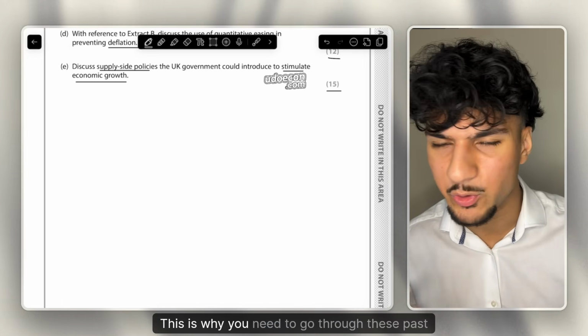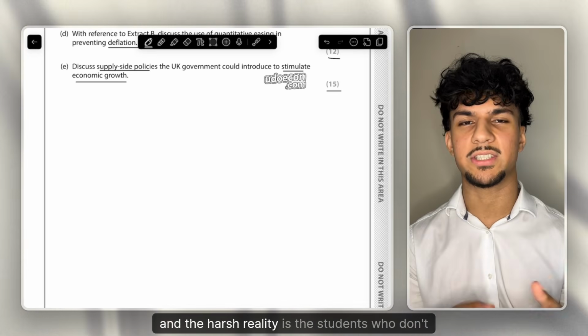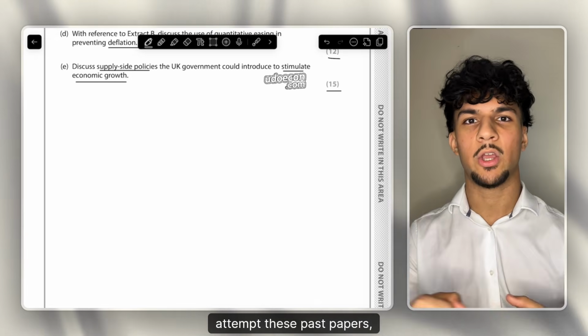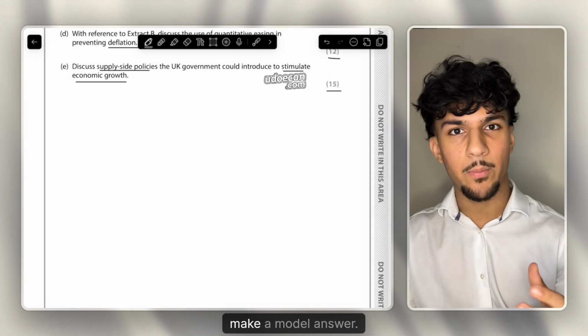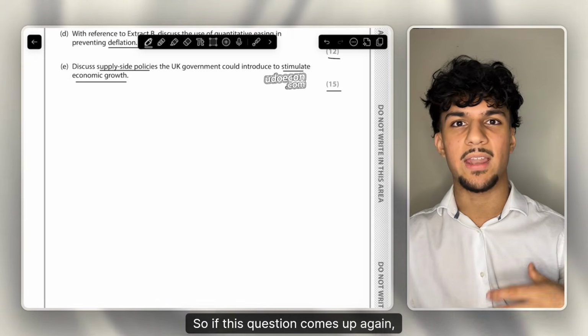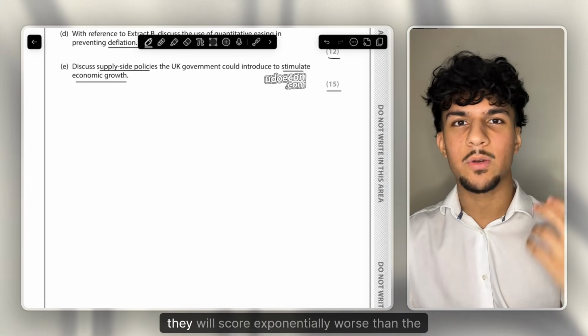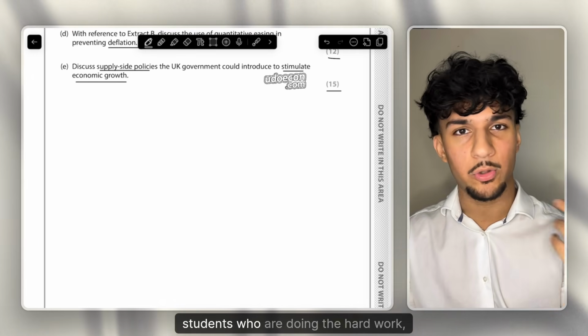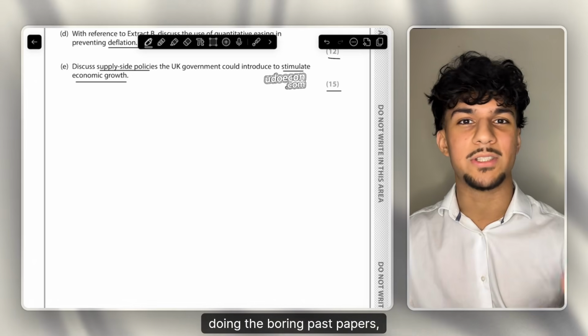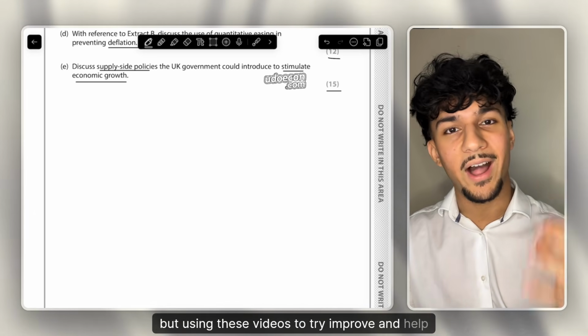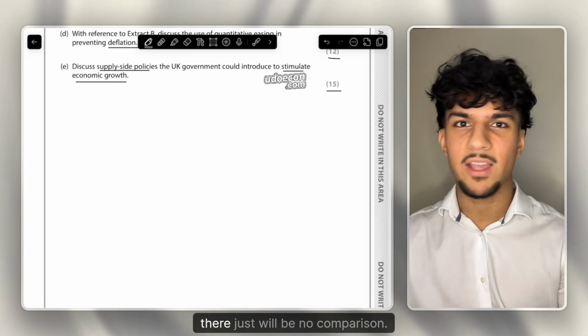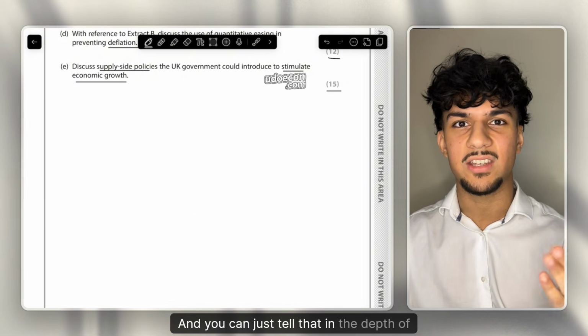This is why you need to go through these past papers. And the harsh reality is the students who don't attempt these past papers, who don't try to write these essays and make a model answer, so if this question comes up again they know exactly how to answer it, will score exponentially worse than the students who are doing the hard work, doing the boring past papers, but using these videos to try and improve and help them reach that A star. There just will be no comparison, and you can just tell that in the depth they respond.